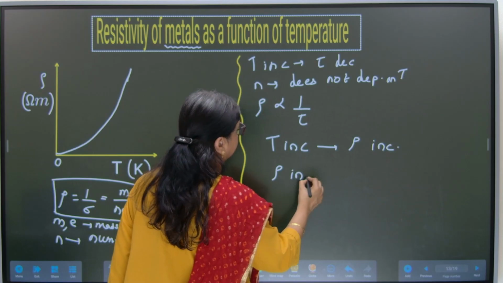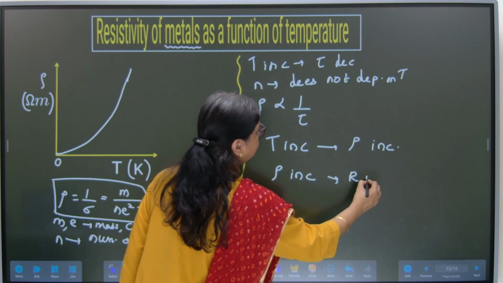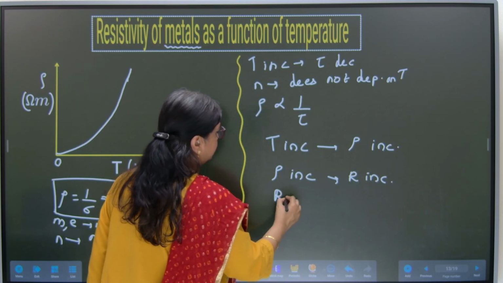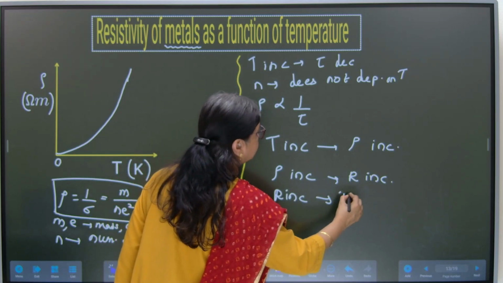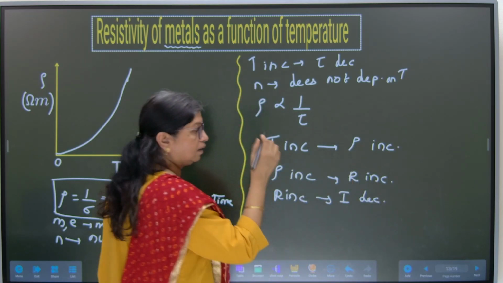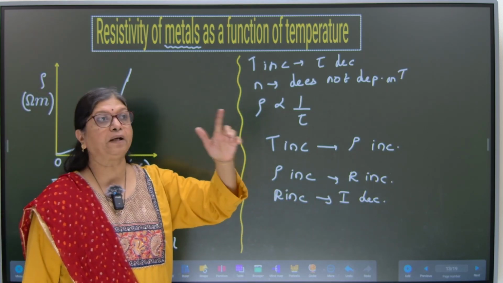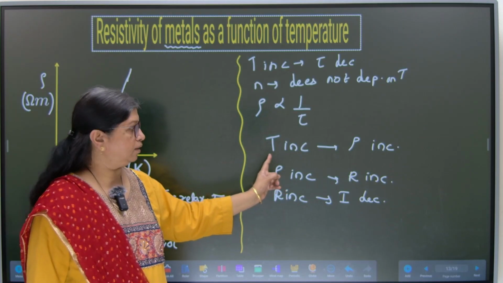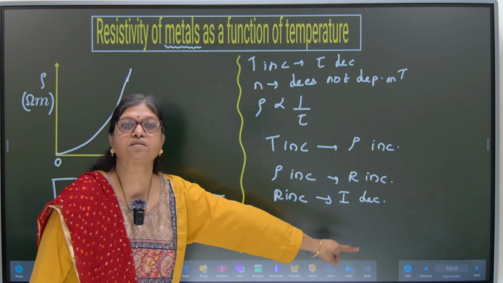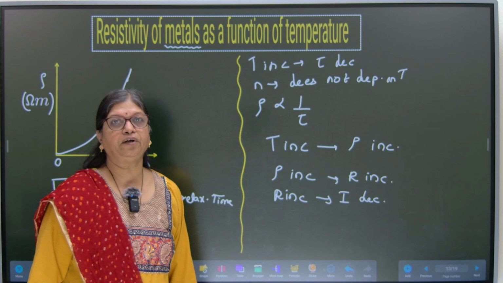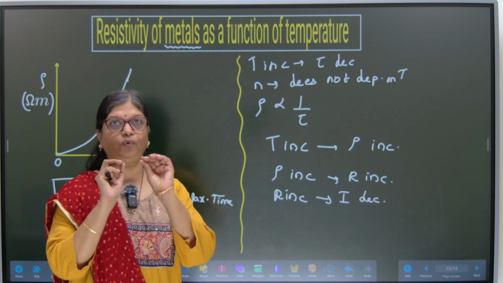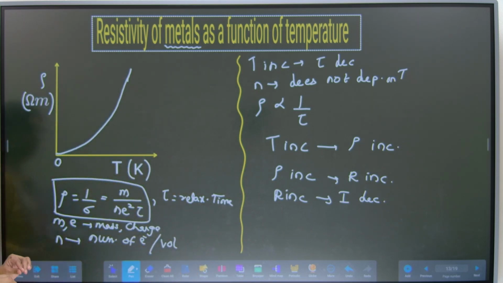If resistivity increases, resistance increases. If resistance increases, current decreases in the metal. So till here you have to remember that when you increase the temperature, current decreases for a metal. Fine. I hope you have understood this concept very clearly. I shall just move, and please take the pic so that this concept is understood by you very clearly.